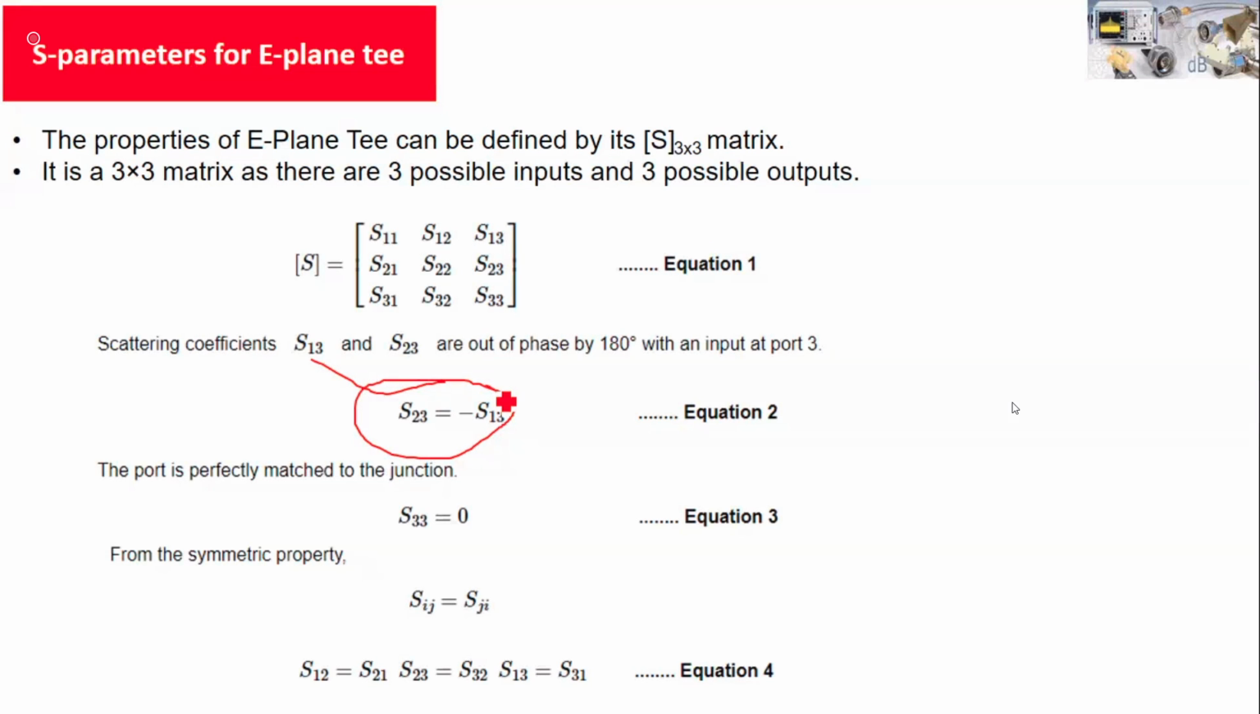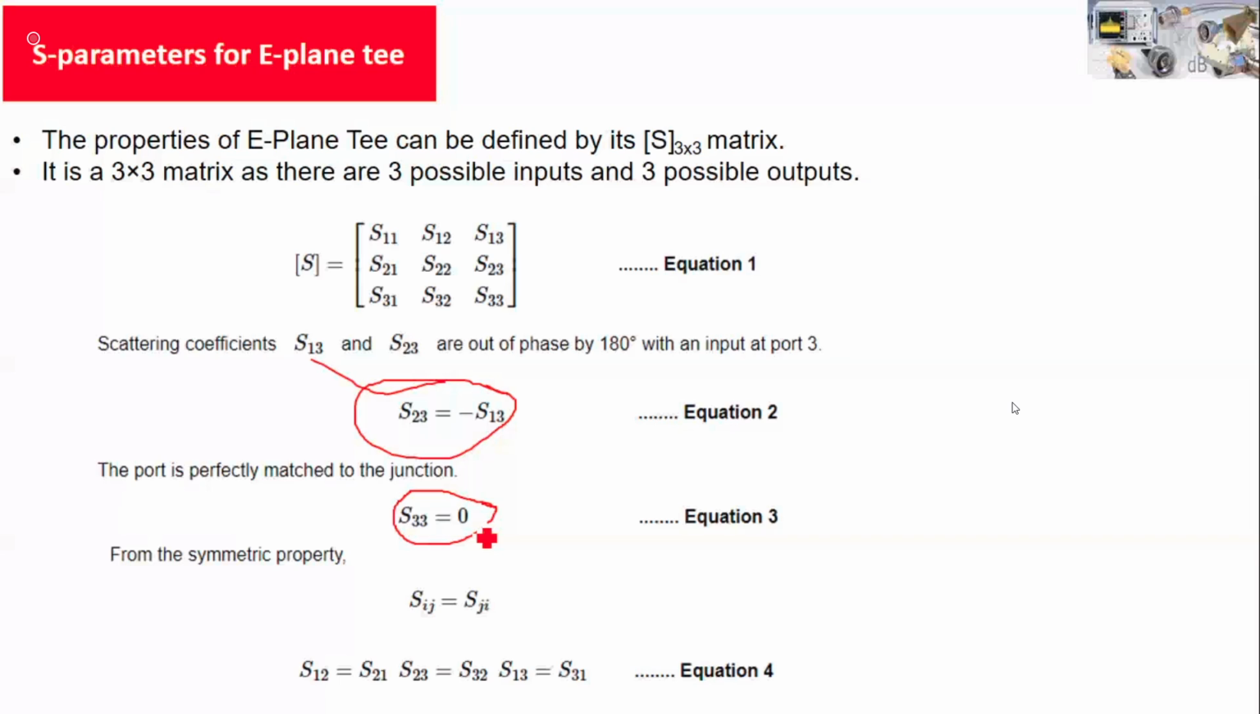Now let us consider that port 3 is perfectly matched. So according to the theorem, port 3 is correctly matched, so S33 is equal to 0. That means there is no reflected power coming back from here. It is perfectly matched, so S33 is 0.